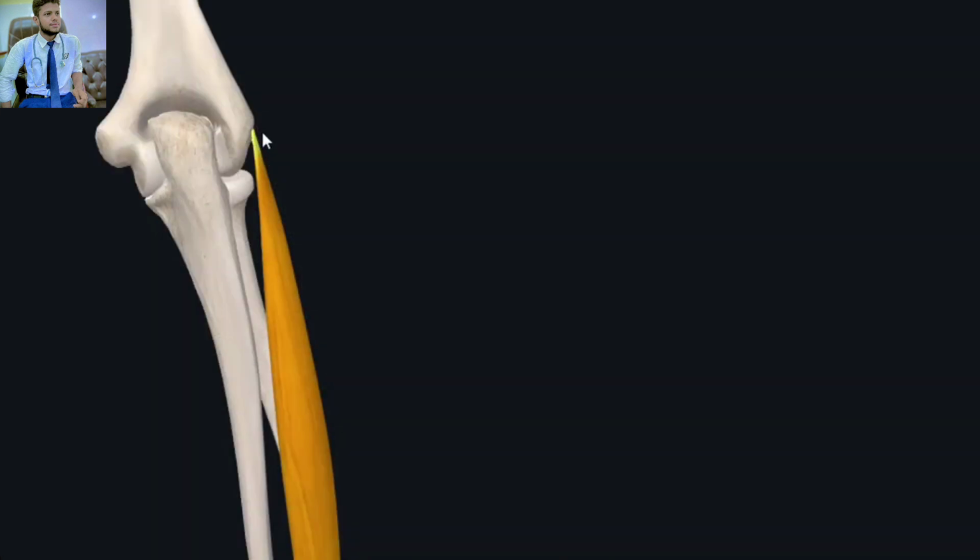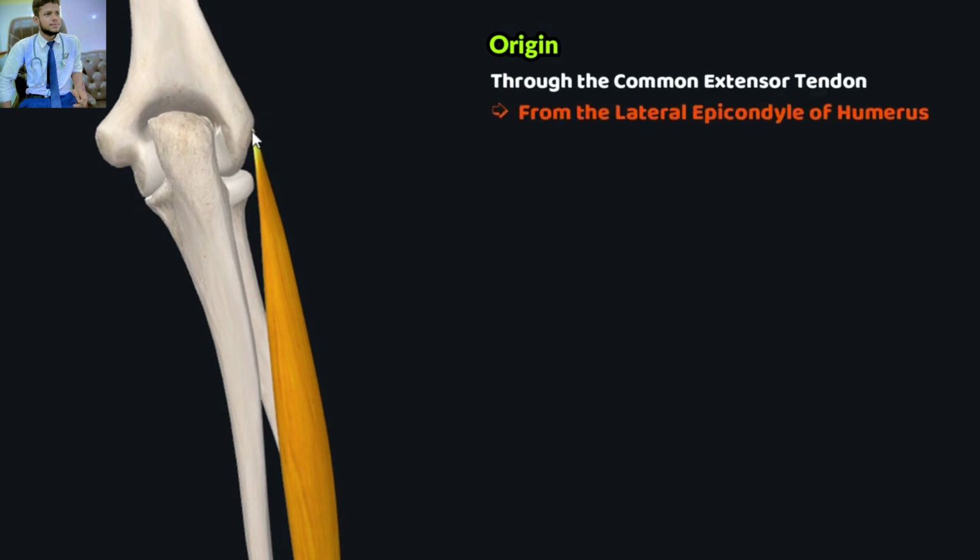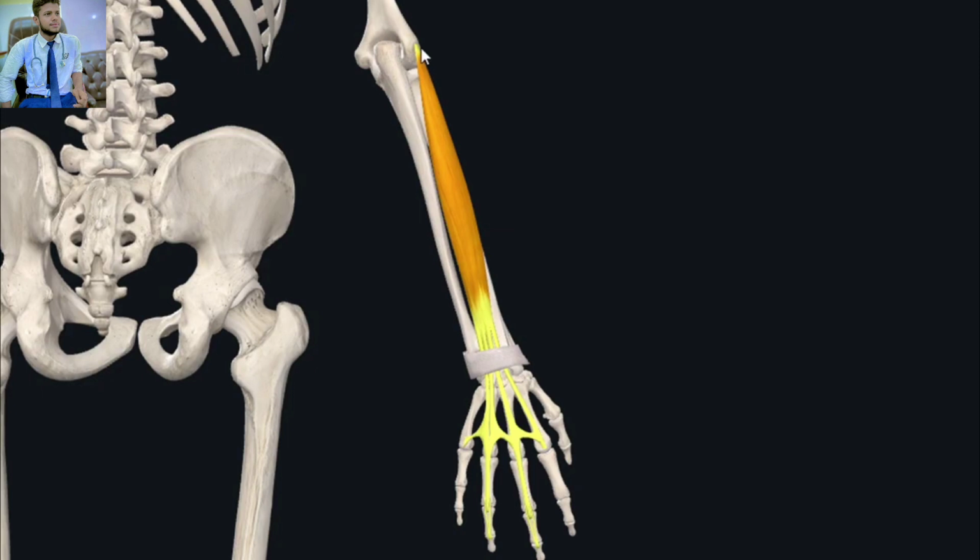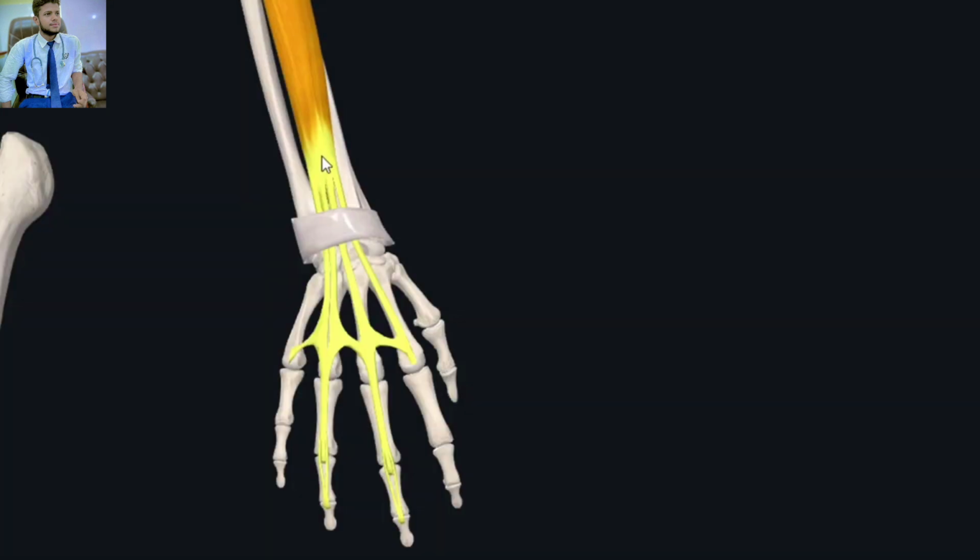Now we will discuss about the origin and insertion of this extensor digitorum muscle. So you can see the origin of the extensor digitorum muscle is through the common extensor tendon from the lateral epicondyle of the humerus. After origin, fibers of this muscle form the muscle belly, which travels inferiorly toward the distal part of the forearm. And when this muscle arrives at the distal part of the forearm, it divides into 4 tendons.